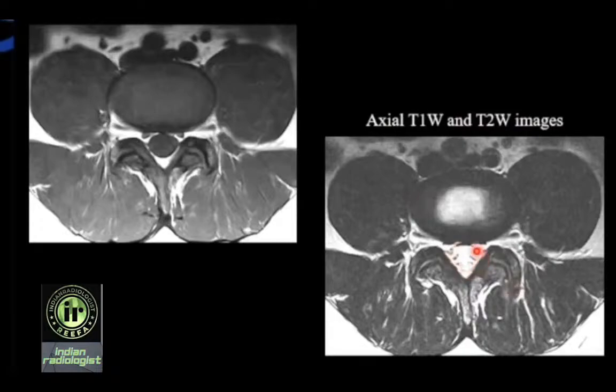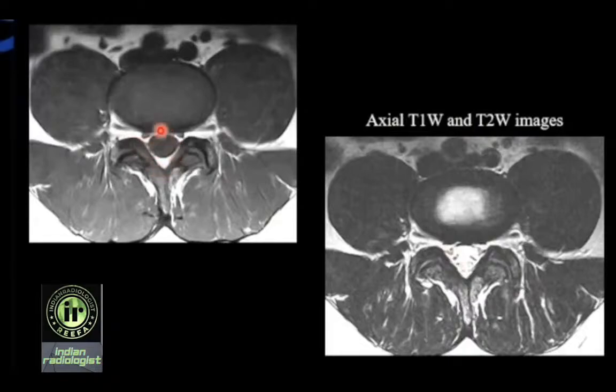This white thing is the thecal sac. The dots within the bright thing of the thecal sac are the nerve roots of the cauda equina. This whitish thing coming out on T1 and T2 both are the neural foramina. What we see here is the posterior epidural fat. This grey flap-like thing on both T1 and T2 is ligamentum flavum.